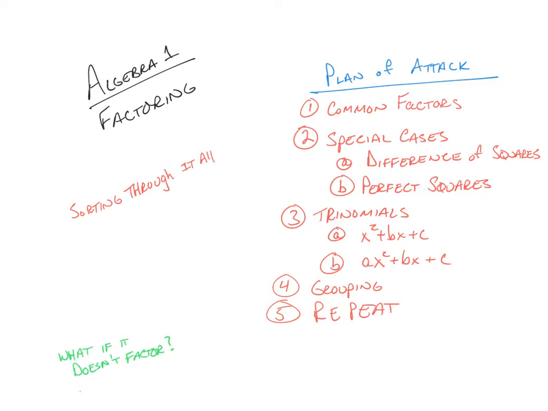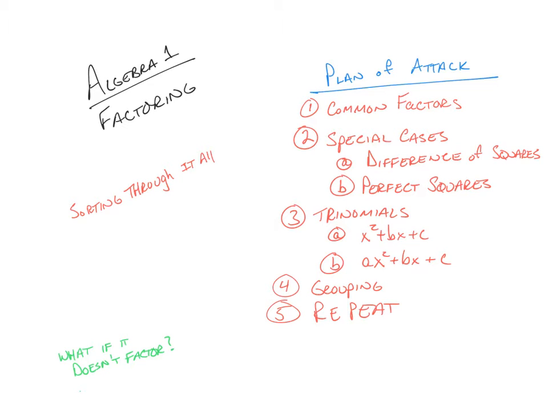All right, factoring in Algebra 1. Technically, we're in sections 8 and 9 here of Algebra 1, and we're looking at perfect squares. But although we're looking at perfect squares, really this section deals with everything. And I really want to take a look at the plan of attack here. How do I attack things?